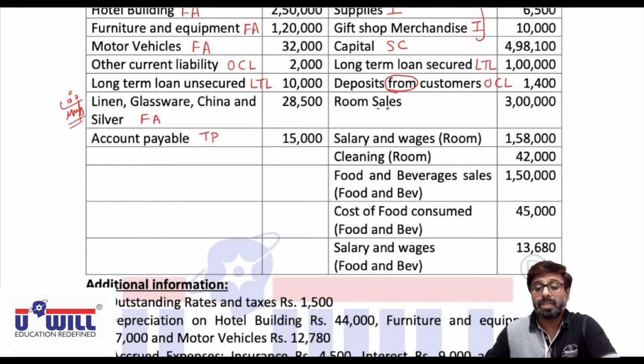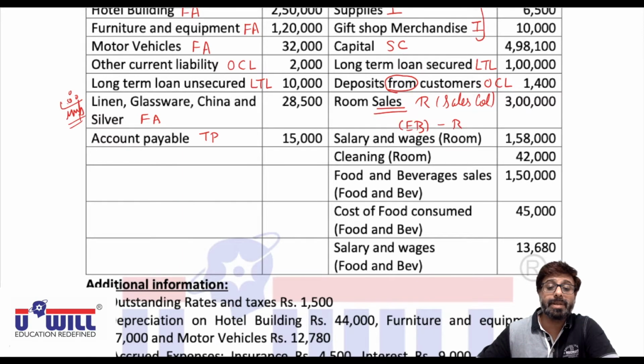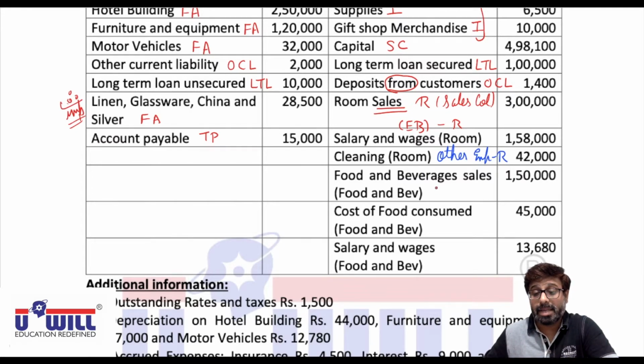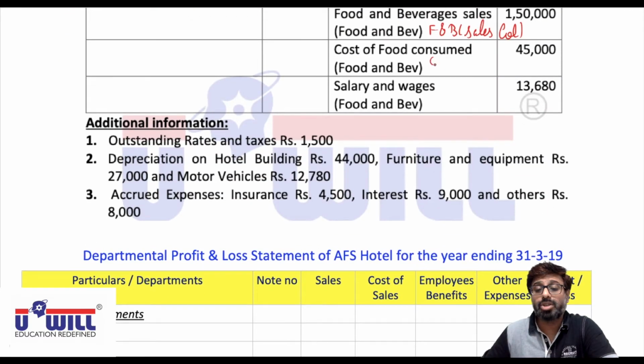Room sales will come directly in the sales column, R. Salaries and wages will come in the employees benefit column, and room, so R. Cleaning, other expenses of room, so R. Food and beverages, again sales, so it will come in the sales column of food and beverages. Cost of food consumed will come in the cost of sales column, food and beverages. Salaries and wages will come in the employees benefit column, but food and beverages.